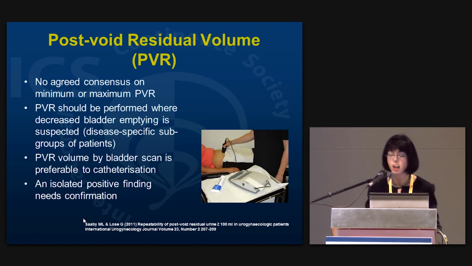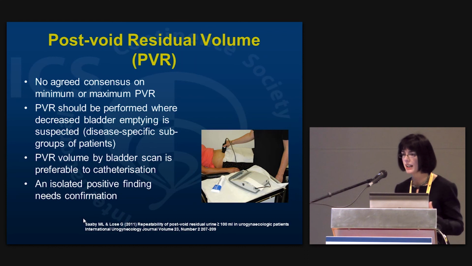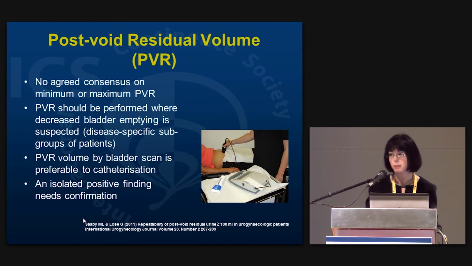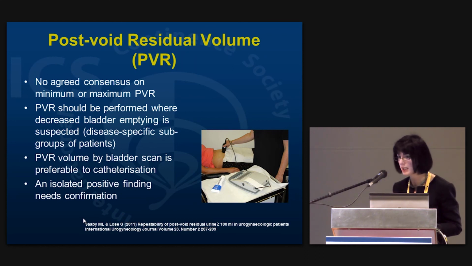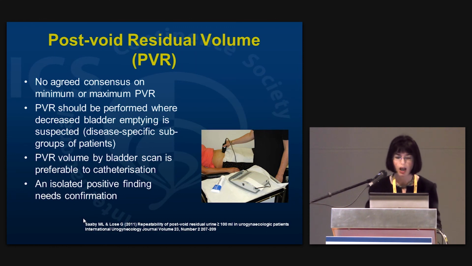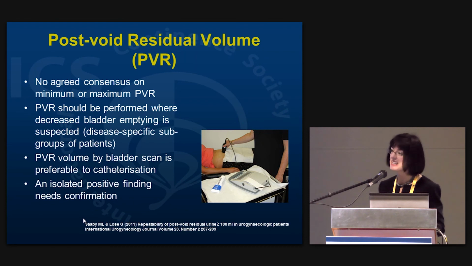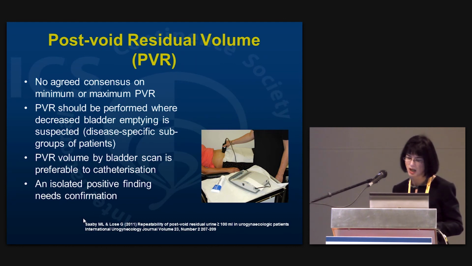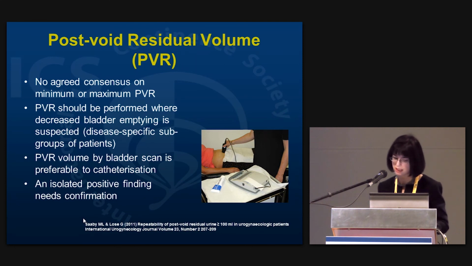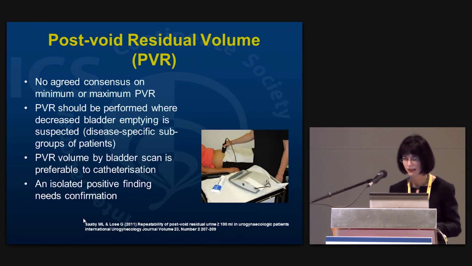I have a bladder scan and I tend to scan very widely and a lot. Doesn't mean to say you need to do anything clinical about it, but I like to get a baseline. And the post-void residual urine measurement by bladder scan is preferable to catheterization. That still is the gold standard, but of course it is invasive. But I think if we identify a positive post-void residual urine volume, we need to confirm it. So I will always do a second one to confirm the first finding.